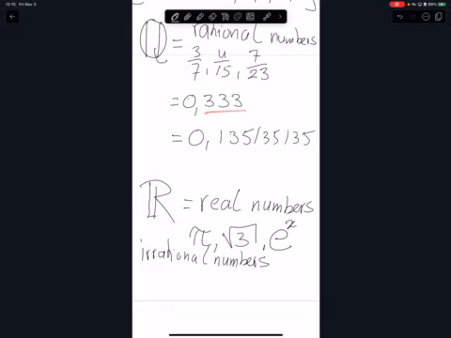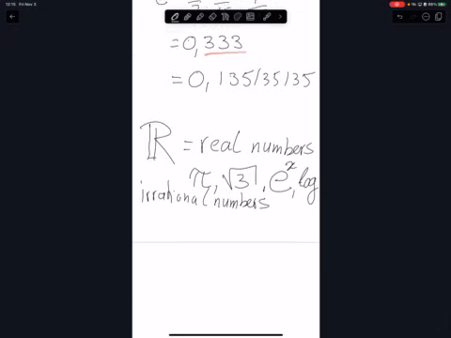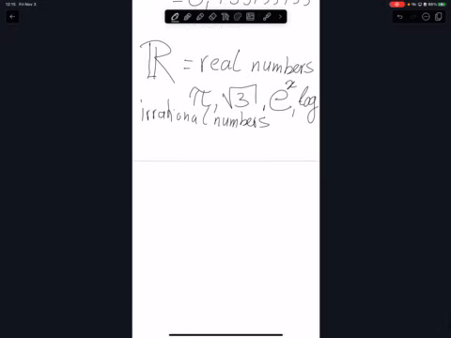Numbers like the log function that you get in chemistry, irrational numbers. So the pi and the square root and all that stuff are real numbers or irrational numbers? They're irrational numbers. They belong to the real numbers. I'm going to explain it right now.